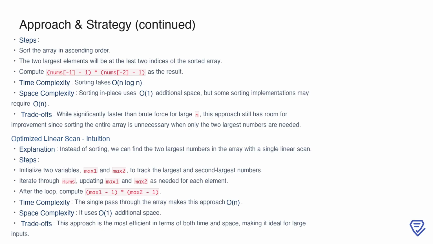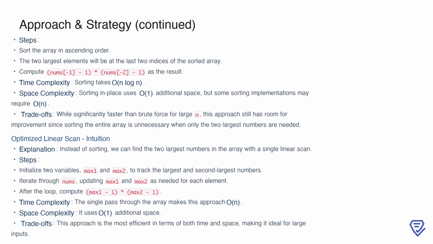Using these values, we can compute the result as nums[n-1]-1 asterisk nums[n-2]-1. This method improves the time complexity to n log n due to the sorting step. The space complexity depends on the specific sorting algorithm used. For in-place sorting, it can be 1, while some implementations may require up to n additional space. The trade-off here is that, while this approach is much faster than brute force for larger arrays, sorting the entire array is unnecessary since we are only interested in the two largest elements.